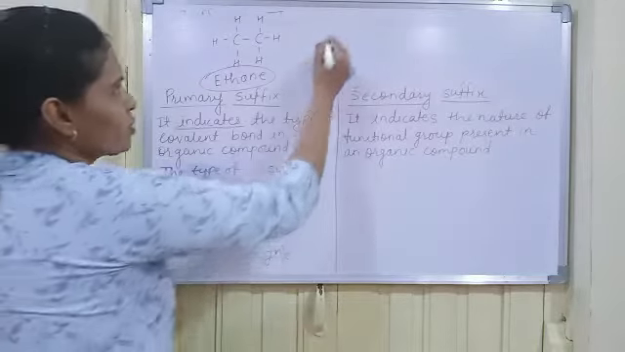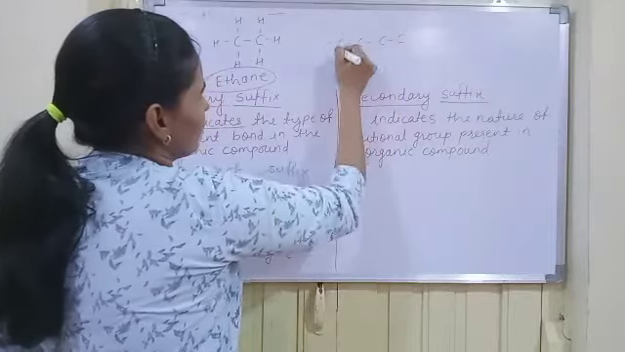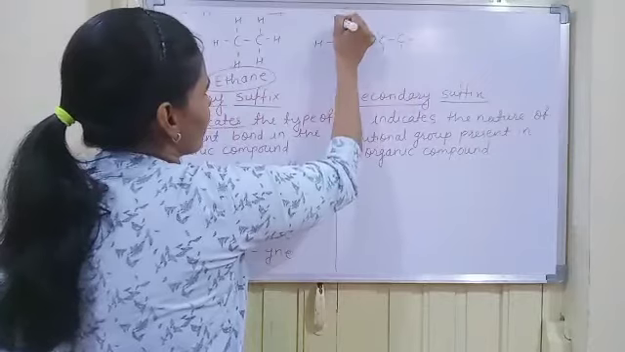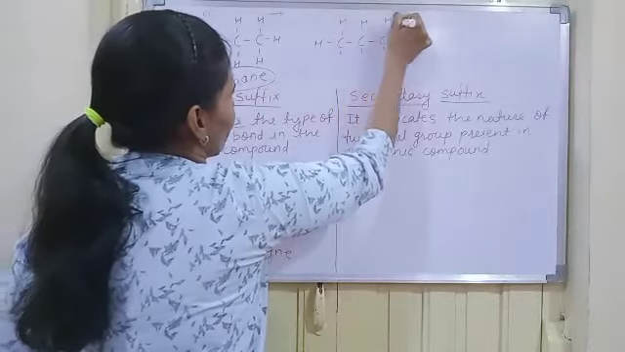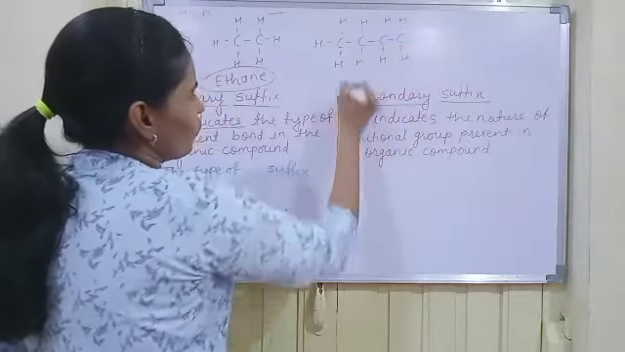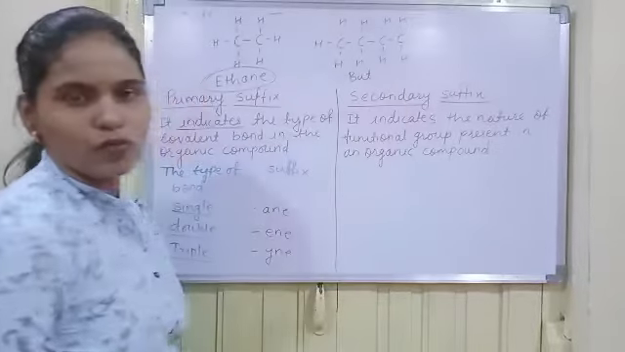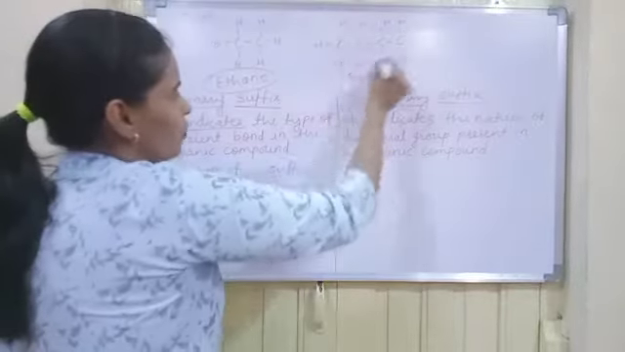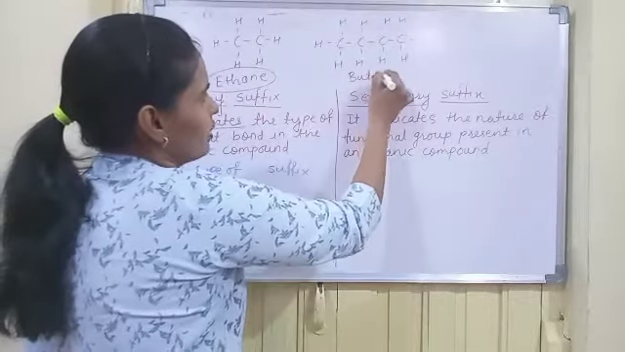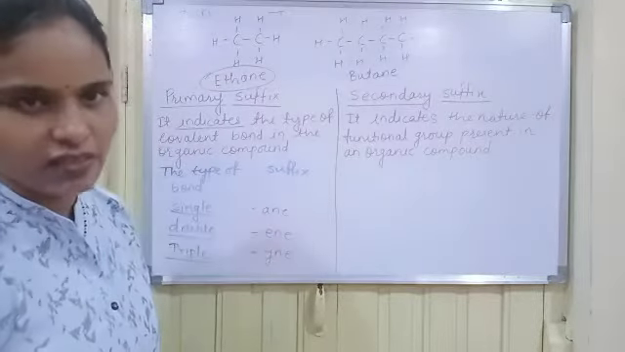Now look at this. If an organic compound consists of 4 carbon atoms, now what will be its root word? Obviously its root word will be but. Look at the type of bonding. All bonded by single bond and suffix will be ane. So here the name of the organic compound is butane.